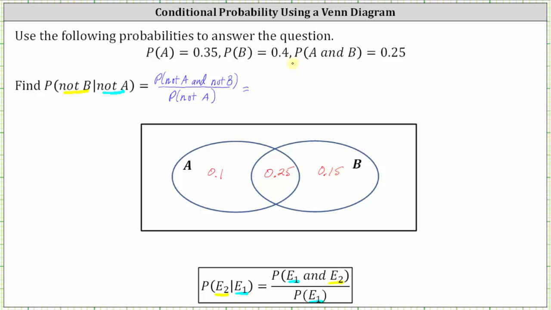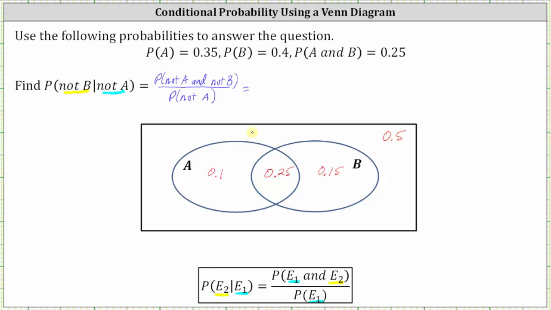And then finally, let's find the probability represented by the region outside set A and outside set B. We know the sum of the probabilities is equal to 1, so 1 minus the sum of 0.1, 0.25, and 0.15 is equal to 1 minus 0.5, which is 0.5, which again is the region outside set A and outside set B. In the Venn diagram, let's go ahead and label that here.